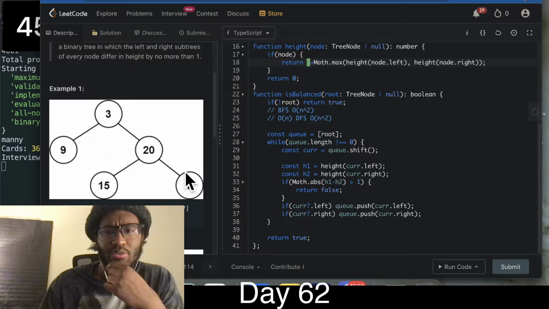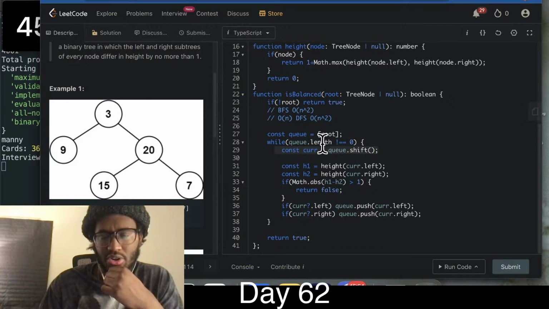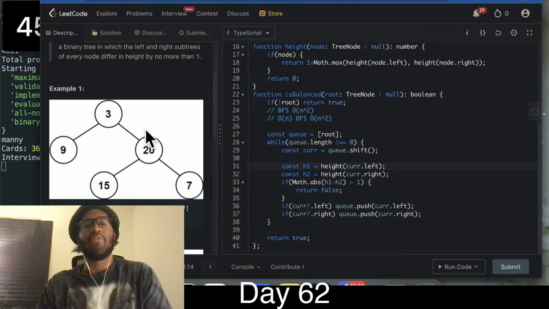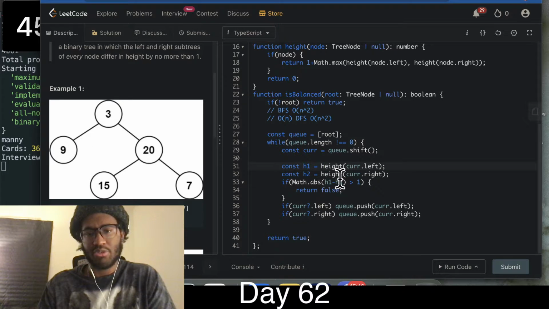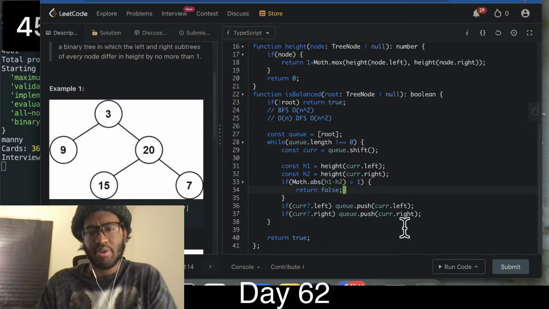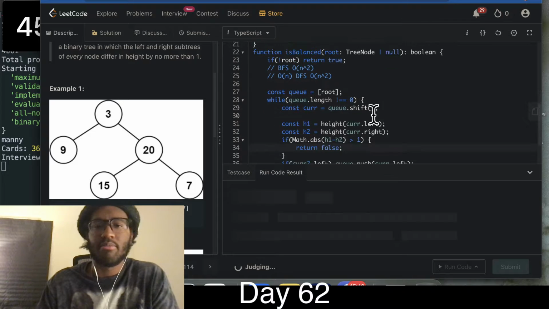Well, we're actually calling this with 9 and 20. So you can see we pull the cur off the queue, and then we actually do height for left and right. So we're actually going to get 1 and 2 respectively, which we take the difference of. So we should be good here.